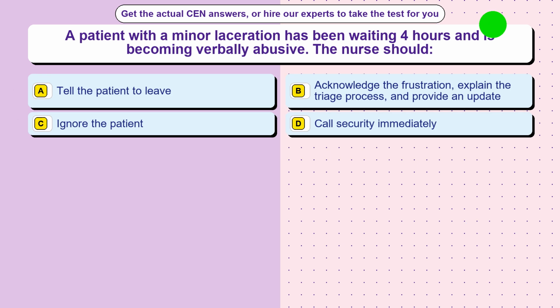Question 77. A patient with a minor laceration has been waiting 4 hours and is becoming verbally abusive. The nurse should Option A, tell the patient to leave. Option B, acknowledge the frustration, explain the triage process, and provide an update. Option C, ignore the patient. Option D, call security immediately.